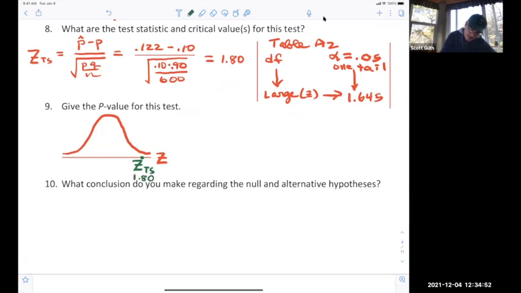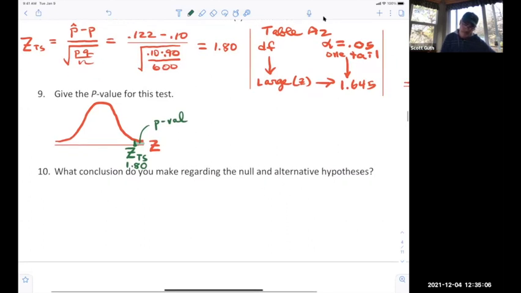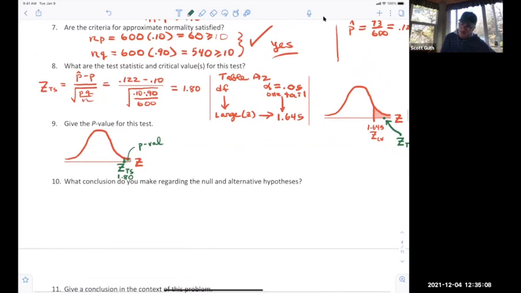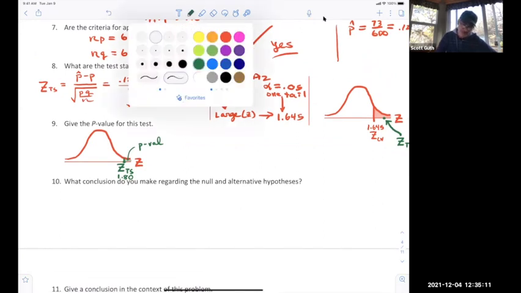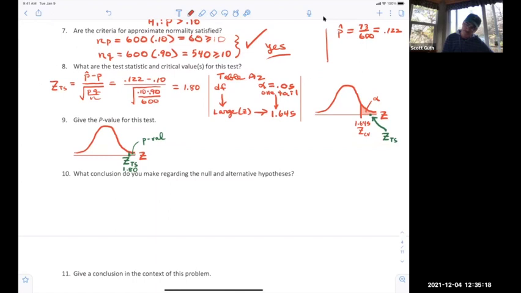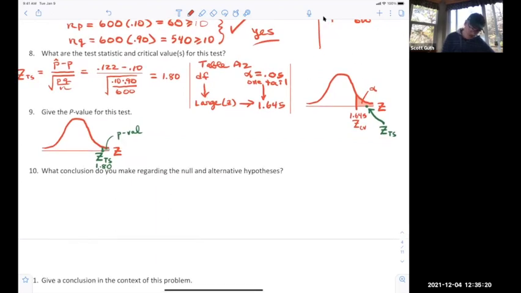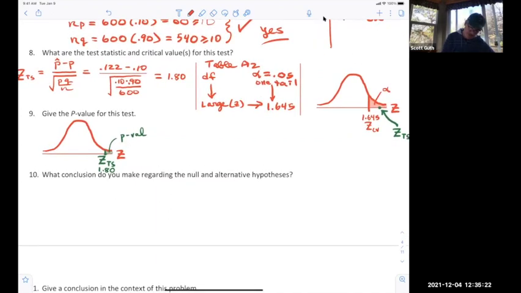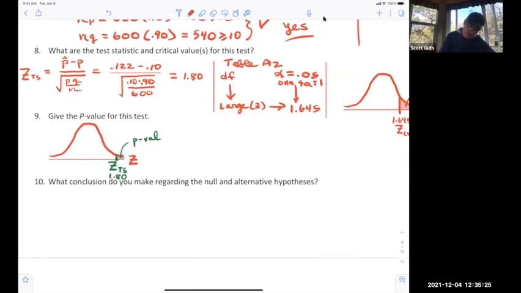Okay, and then I want the tail that goes out past that. So just to the right of the test statistic is our p-value. Okay, and p-value is going to be smaller than alpha. Remember, alpha is the tail that starts at the critical value. Okay, and if you look at the pictures, try to make it look like the p-value is going to be smaller than alpha, and it certainly will be. Okay, let's get that p-value.